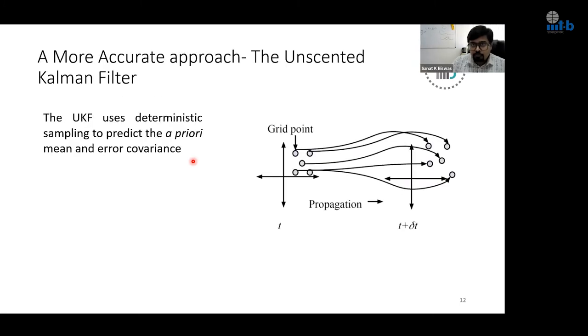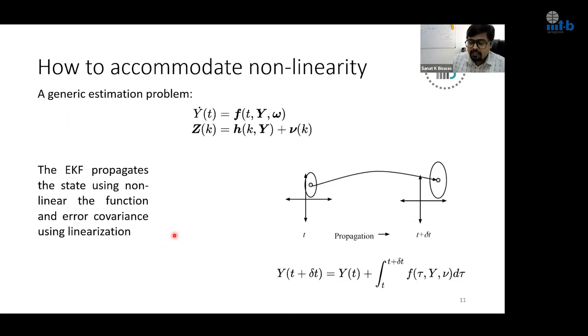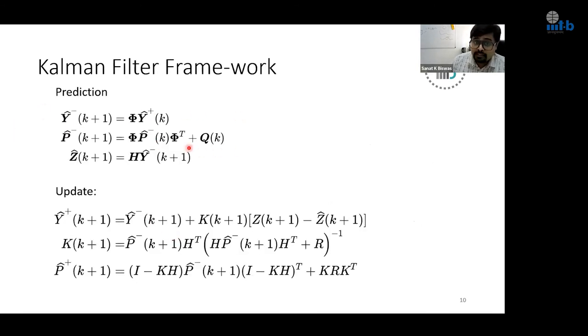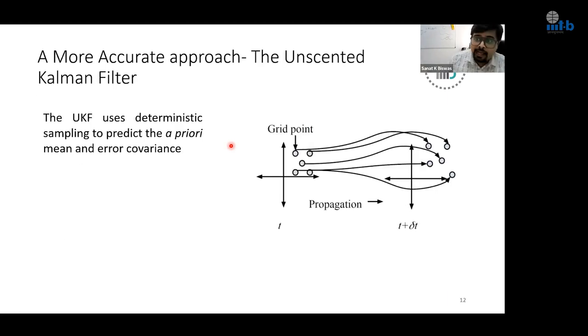First, let me go through the more accurate approach. When the nonlinearity is high, what to do? We can use the unscented Kalman filter. The unscented Kalman filter is still the same Kalman filter framework, but as I was mentioning, in the extended Kalman filter the covariance propagation is linear, although the system is nonlinear, right? So that's a kind of approximation. The unscented Kalman filter also does an approximation, but its covariance propagation is not linear.